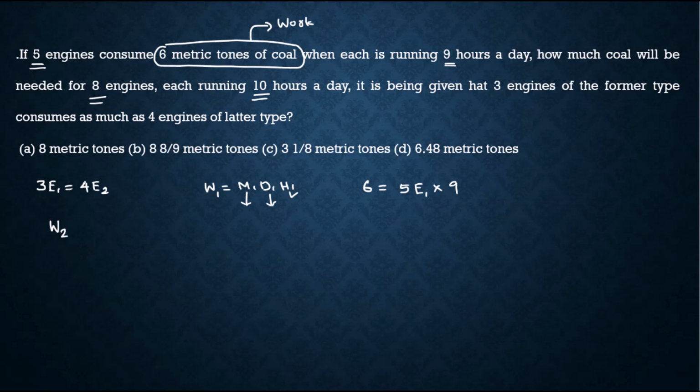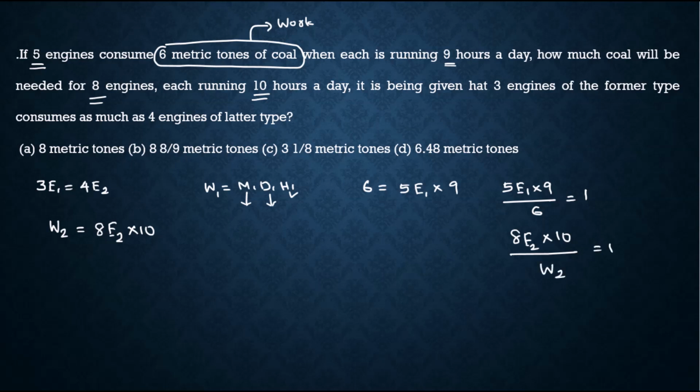So what is the work done there? Here the work done W1, and here the work done W2 is equal to 8 engines of the second type working for 10 hours per day. So from these two equations, we can write it as 5E1 into 9 divided by 6 equal to 1.